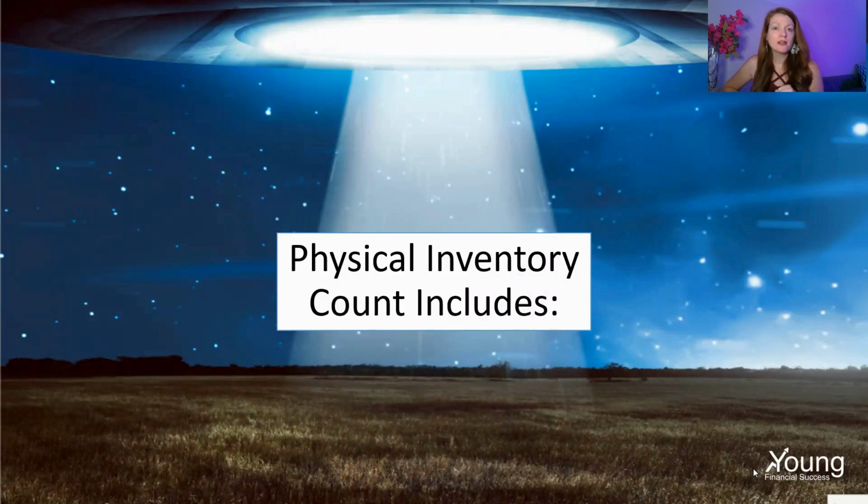perpetual or periodic inventory, needs to do a physical count of what they have in inventory at least once a year. And that's because there could be things like theft, or there could be things that have been damaged. They need to go through and count those at least once a year. So what all does that physical count of inventory include?